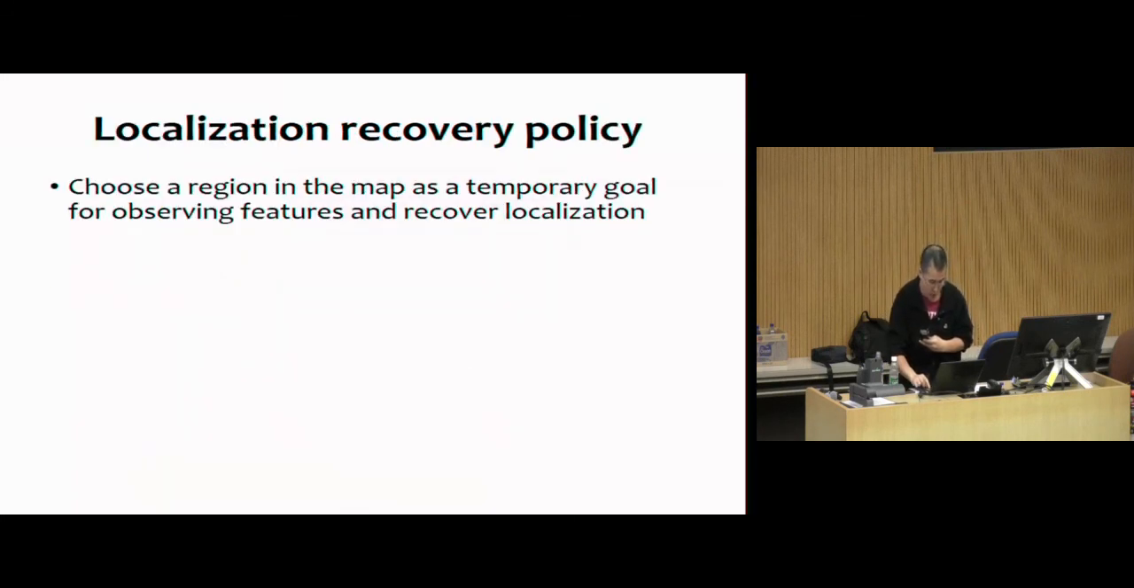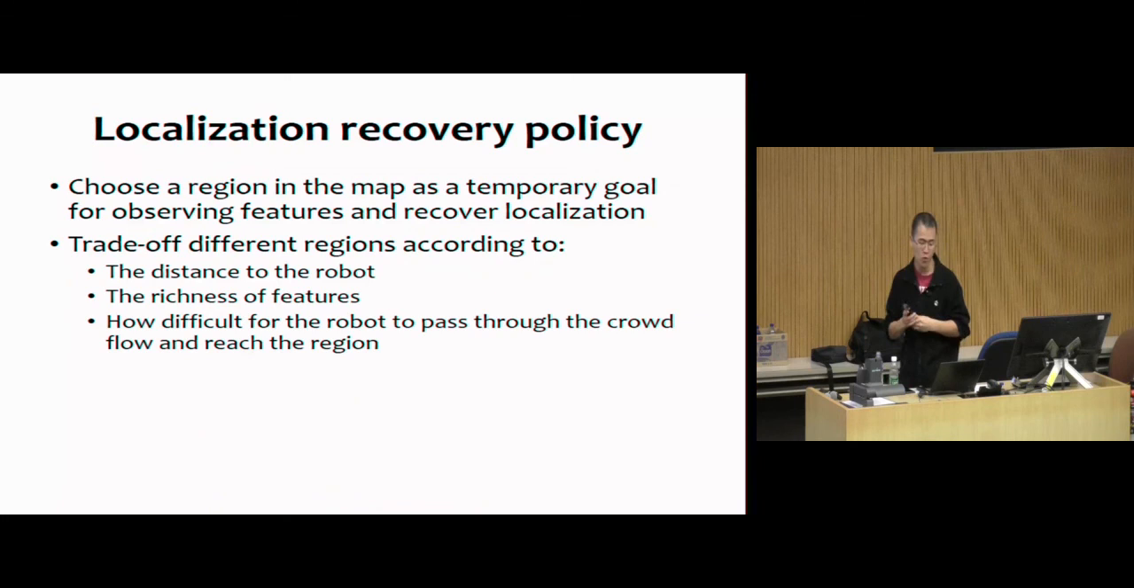So let's see what we're doing. What we're doing is actually very simple. We choose one region in the map as a temporary goal for observing the features and recovering the localization. We need to trade off between different criteria to determine which region to choose, for example, the distance to the robot, the richness of the features, and also how difficult it is for the robot to pass through the crowd flow and reach the region.